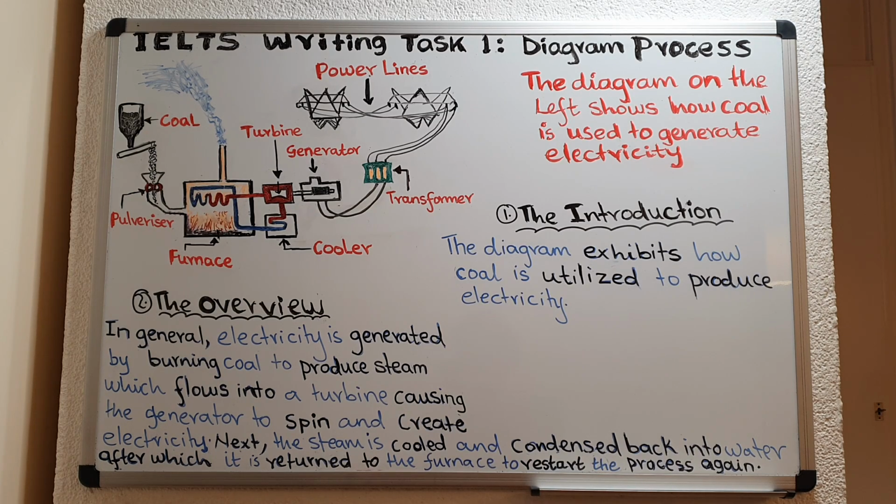Once you have received your question on IELTS Writing Task 1, the first step is to ensure that you understand the diagram and the information that comes with it. In our case, the diagram on the left shows how coal is used to generate electricity. Ensure that you understand that part. It is extremely important. The diagram shows how coal is used to generate or to produce electricity.